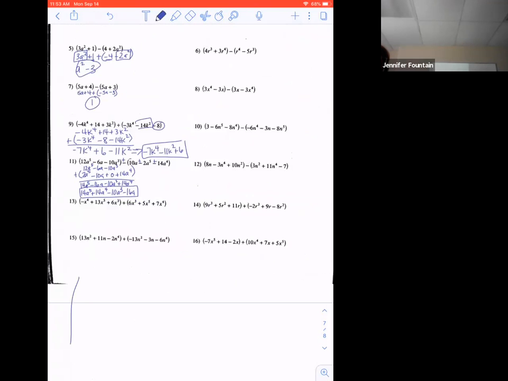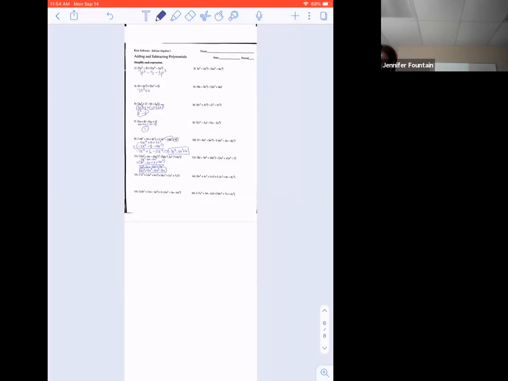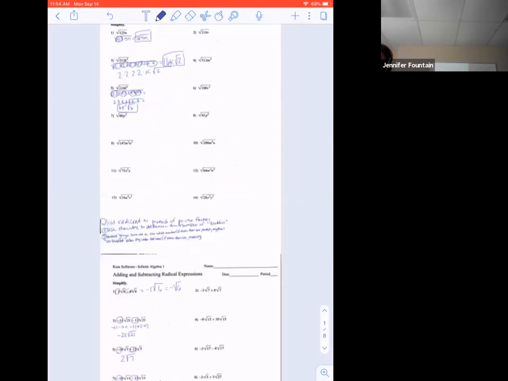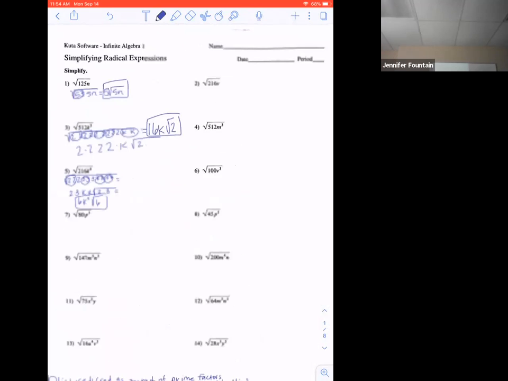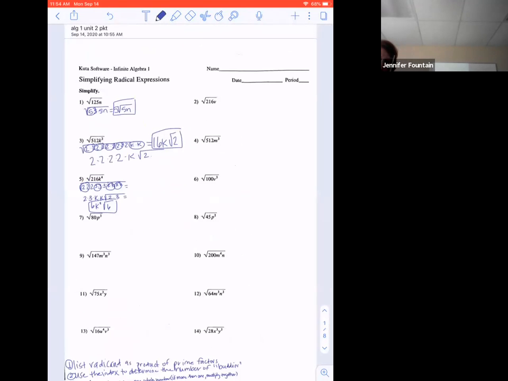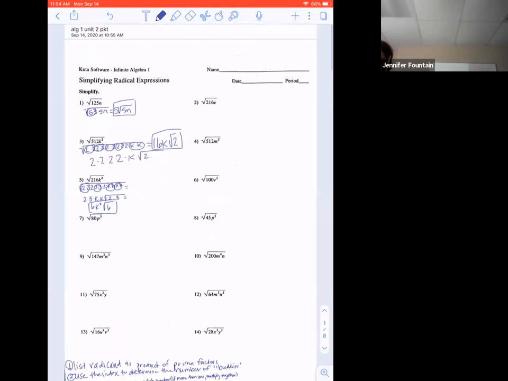All right, so let's talk about homework for a moment. All right, so flip back to page 1. Page 1. Homework will be numbers 8 through 14. Page 1, homework, number 8 through 14.